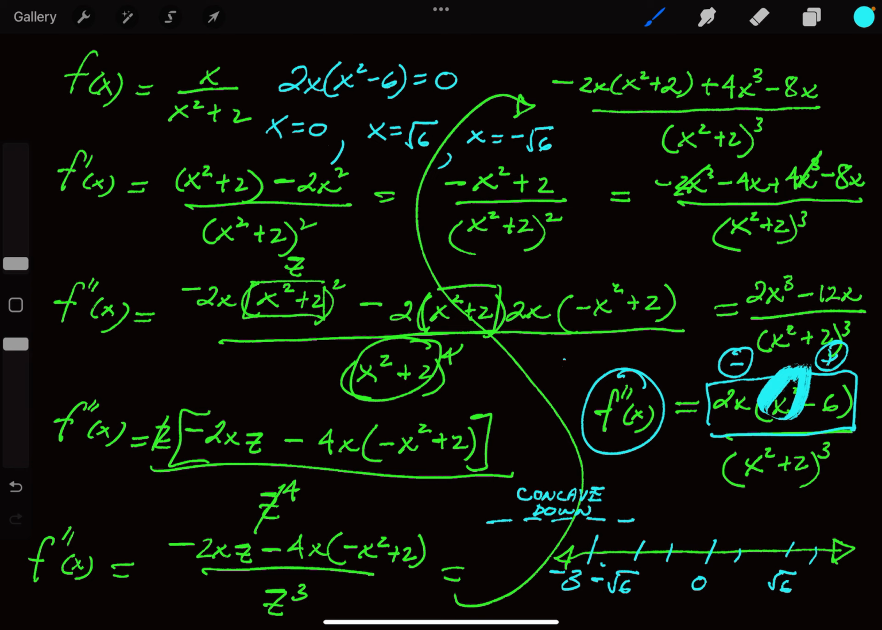Then, between negative root 6 and 0 is negative 2, and you plug that in. Negative 2 squared is positive 4, minus 6 is negative 2. And then this is negative because it's negative 2 times positive 2. So here it's concave up all the way to 0. And then you check between 0 and root 6. That's positive 2. This is positive, this is negative, so it's negative here, so it's concave down.